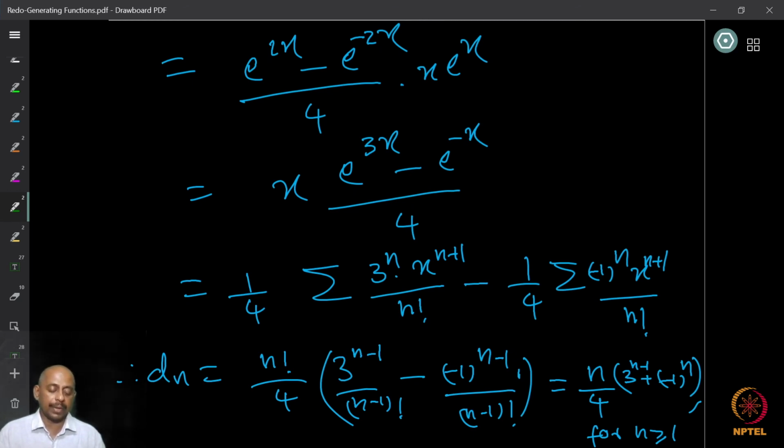So the coefficient of x raised to n by n factorial is n factorial by 4 times 3 raised to n minus 1 by n minus 1 factorial minus minus 1 whole raised to n minus 1 by n minus 1 factorial, which is n by 4 into 3 raised to n minus 1 plus minus 1 whole raised to n, for n greater than or equal to 1. So this is a nice way to do it.